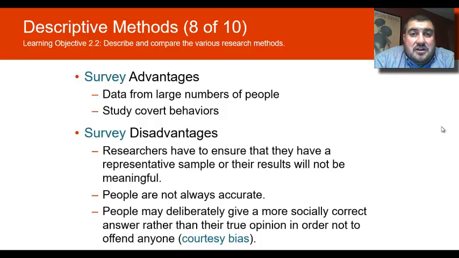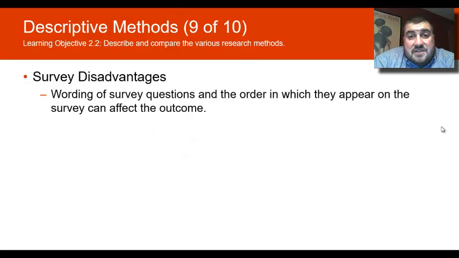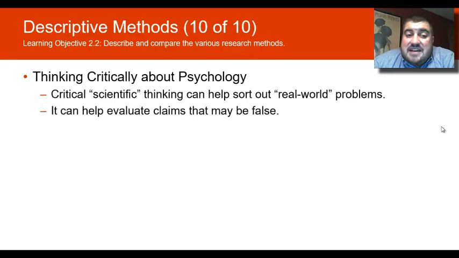Also, the wording of survey questions and the order in which they appear can influence the outcome of the survey. And so it's very, very important to get that correct. And then thinking critically about psychology can help us sort out real-world problems and evaluate claims that may be false, but people believe they are true.